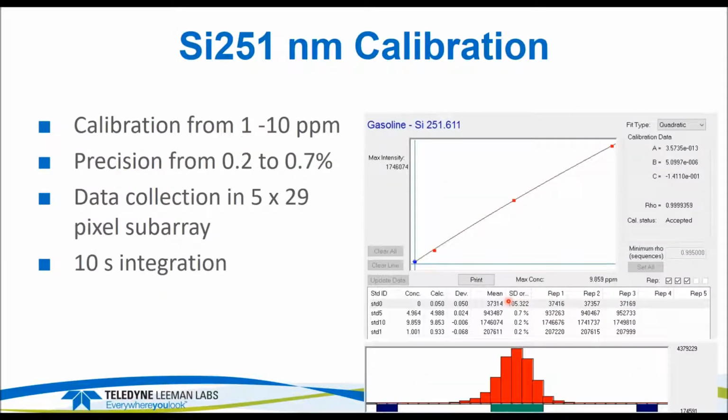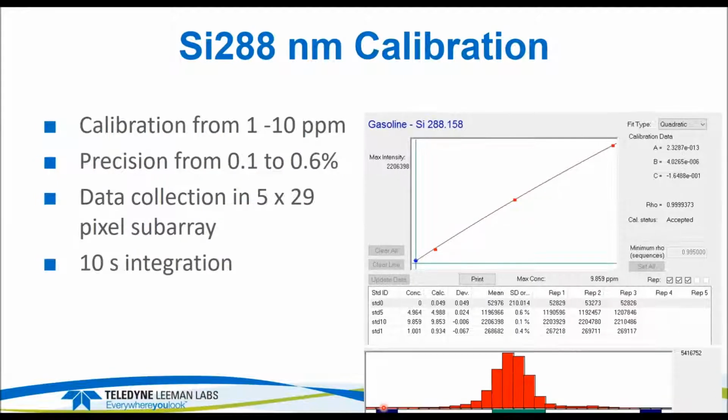We worked that out. Here's the silicon calibration. Calibrated from 0 to 10. Precision's anywhere from 0.2 to 0.7. And you can see the way the data is collected there. Solid state detector. Here's the peak where this green rectangle is. We measure the peak there, and then the background correction is done simultaneously, with those two off-peak regions in there.